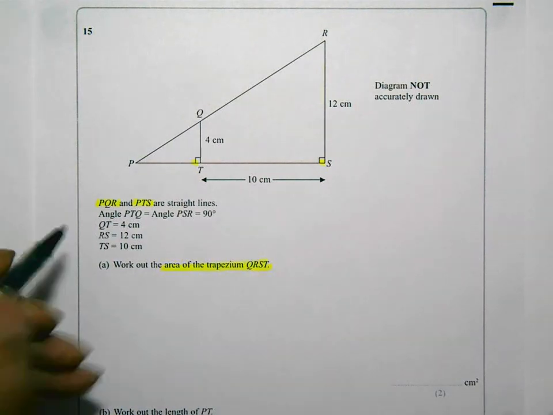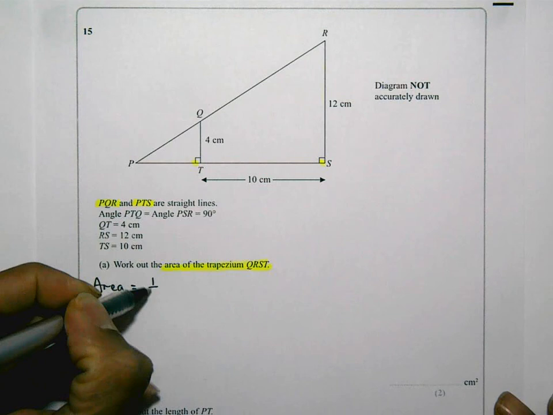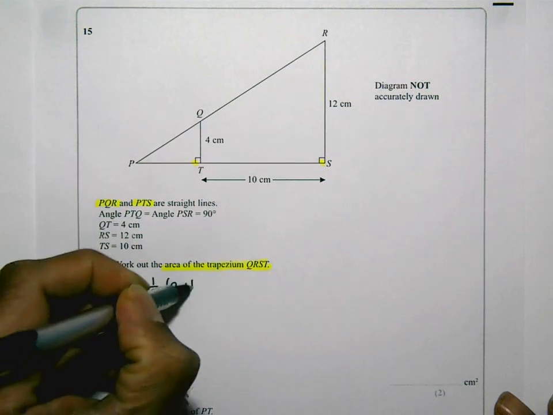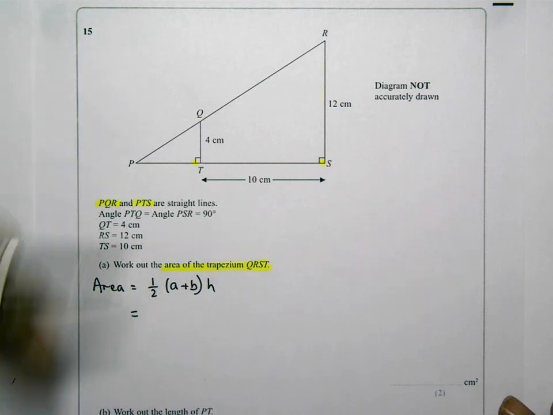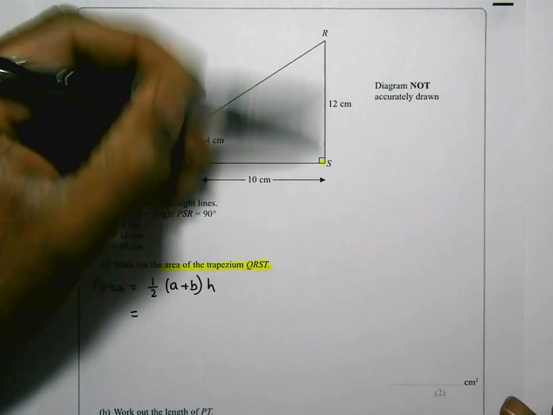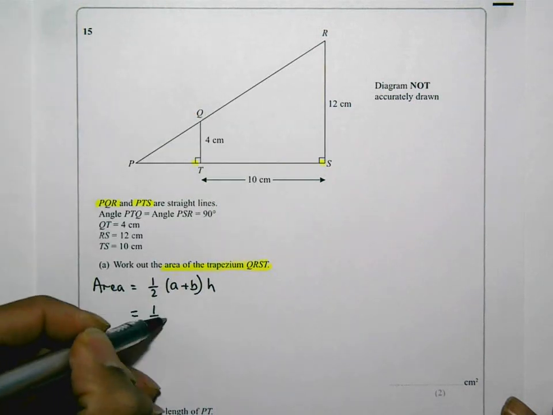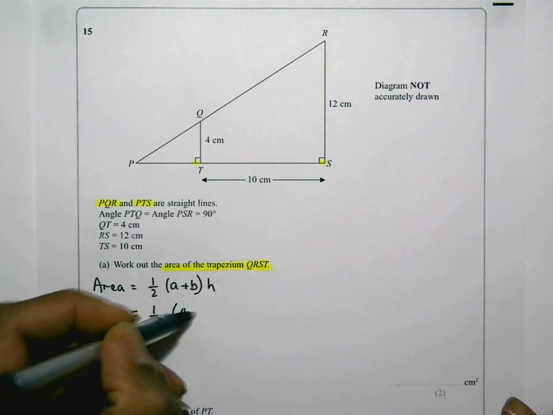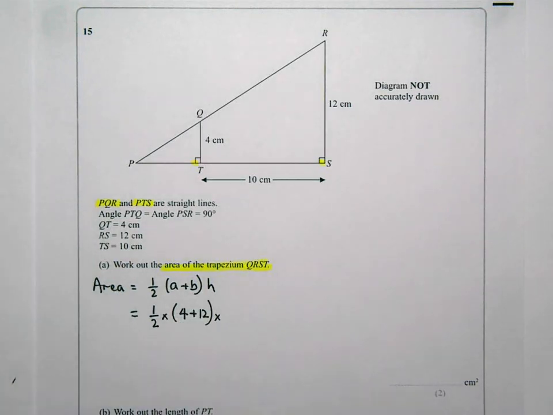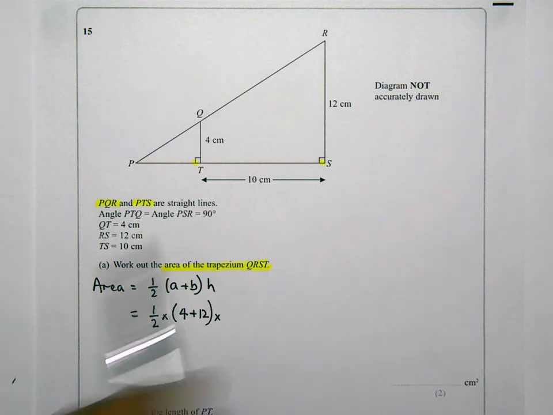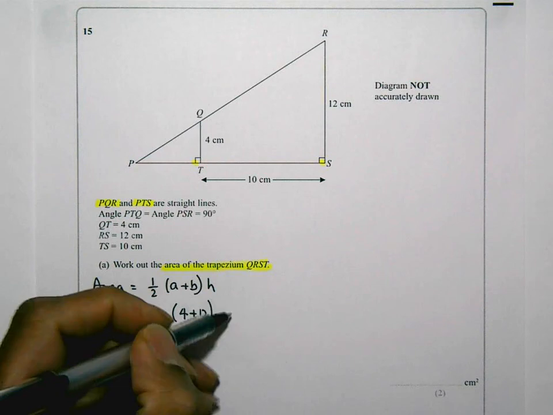So I'm going to write down area is equal to a half (A plus B) times H. Now A and B are the parallel sides, and in this case those two are the parallel sides, 4 and 12. So it's going to be a half times (4 plus 12), and then I'm going to times that by H, which is the height, but it's the distance between the parallel sides. And in this case, it's that 10 there. That's the distance between the parallel sides.